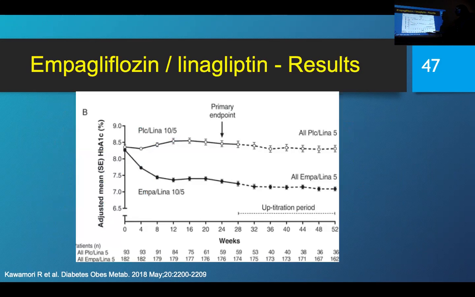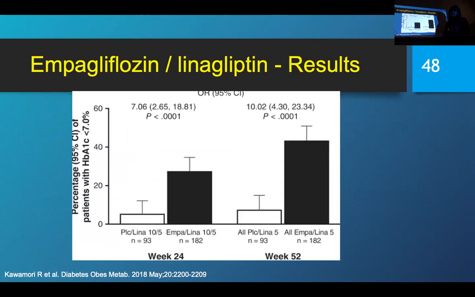So this figure shows the adjusted glycated hemoglobin on the y-axis versus the time in weeks. And as we can see, the combination of empagliflozin and linagliptin lowered the glycated hemoglobin and even reached the target compared to the placebo and the linagliptin. In this curve, I want to draw your attention to patients reaching their target glycated hemoglobin of less than 7%.